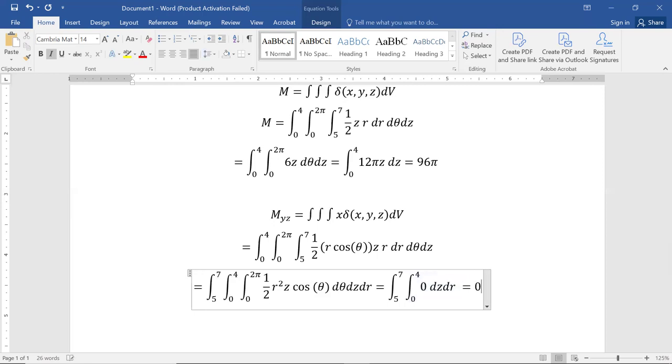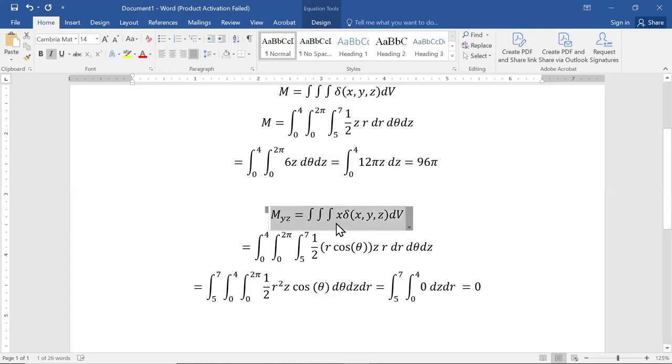Because I kind of knew what was going to happen, being able to integrate with respect to theta first really helped me in the sense that it simplified everything and made everything 0 because of that integration of cosine from 0 to 2 pi.